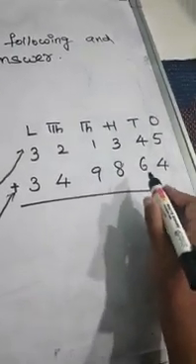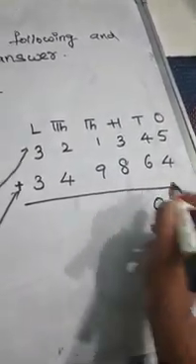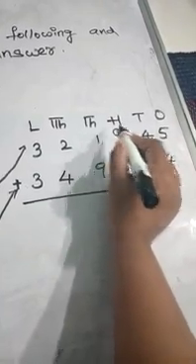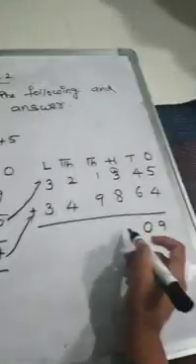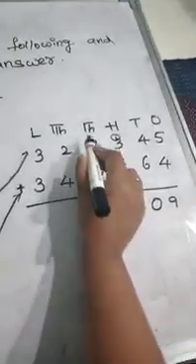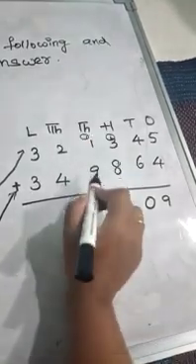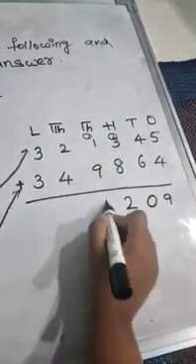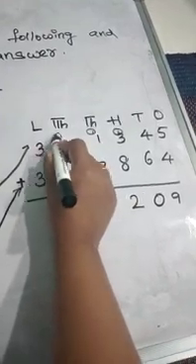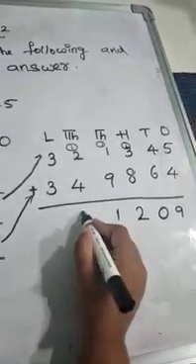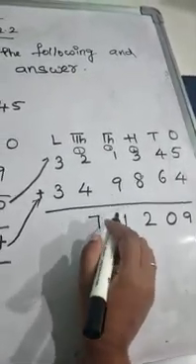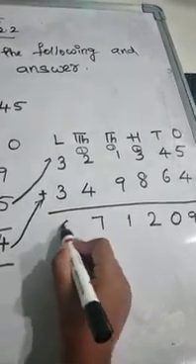So 5 plus 4 is 9. 6 plus 4 is 10, so 0 and 1 carry. 8 plus 1 is 9. 9 plus 3 is 12, so 2 and 1 carry. 9 plus 1, 10, plus 1, 11. So 1, again 1 carry here. 4 plus 1 is 5. 5 plus 2 is 7. Next is 3 plus 3, 6.